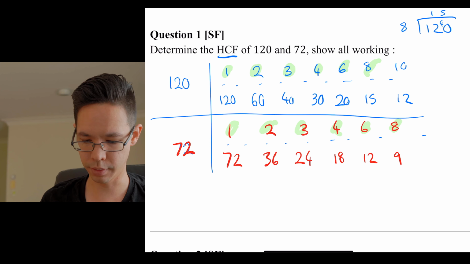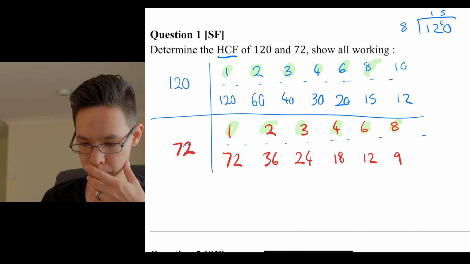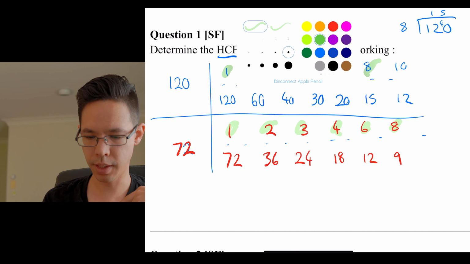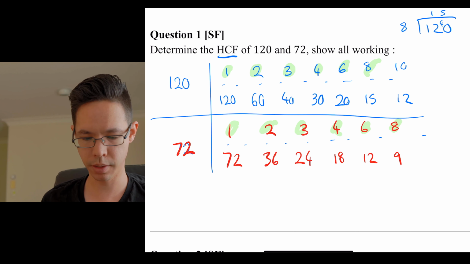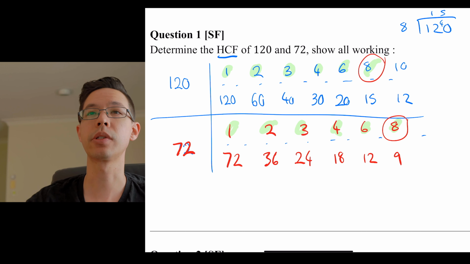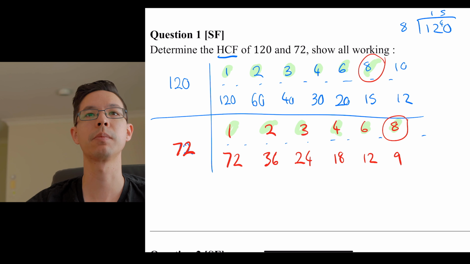We also have 8. So it appears that our highest common factor appears to be 8. Just going to check the solutions. I've got a feeling I've made a mistake somewhere.